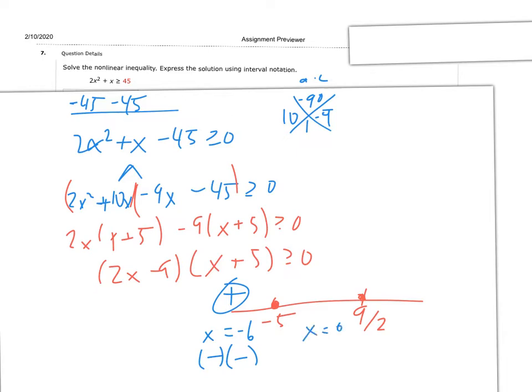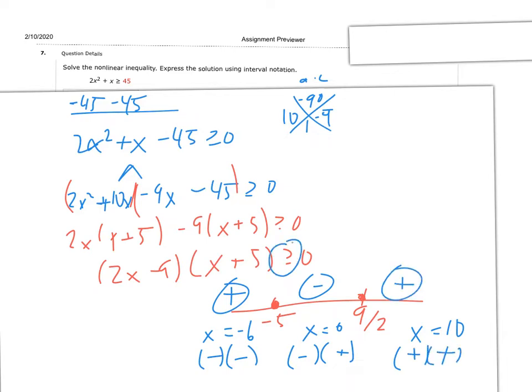I always try x equals 0 there in the middle if it's possible, and that'll be a negative times a positive, which would be negative. And then I'll try over here, I'll just do x equals 10 to be safe. So then that'll be a positive times a positive, so that'll be positive. Once again here, greater than or equal to 0 means I want positive, and so I'll go out here and over here, and so that'll give me my interval notation.